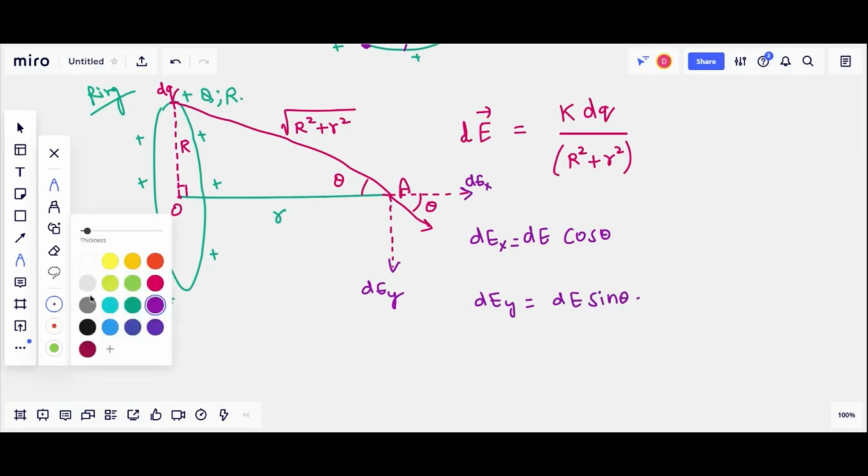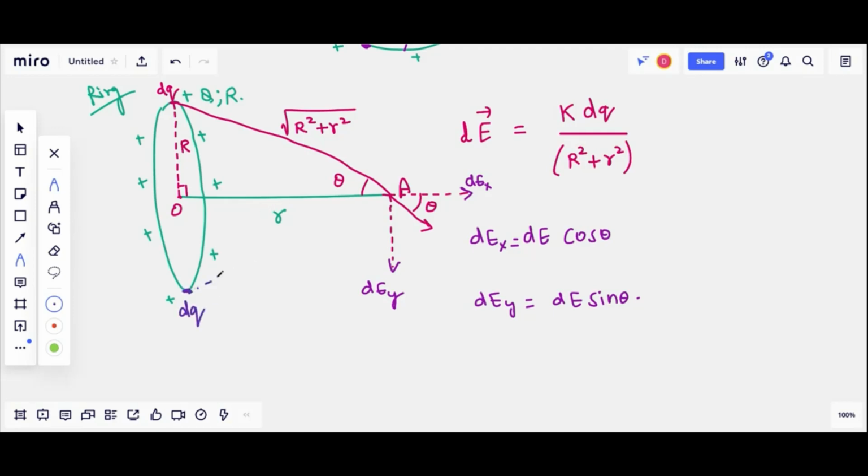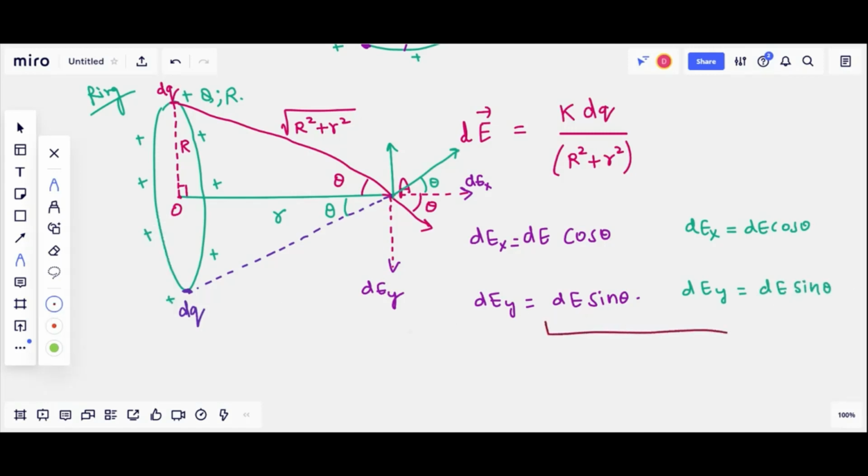Right, so let's talk about another small point charge dq, which is diametrically opposite to it. Definitely, this will also create an electric field at the same point, of the same magnitude but in a different direction. Due to symmetry, this angle is also theta. If we make components of the green electric field, the horizontal component is the same, dE cosine theta, in the same direction, but its vertical component will be of the same magnitude but exactly opposite direction. So these two cancel each other because they are in opposite directions.